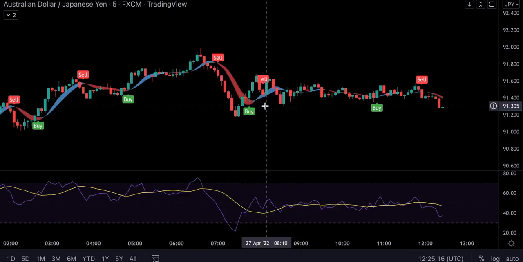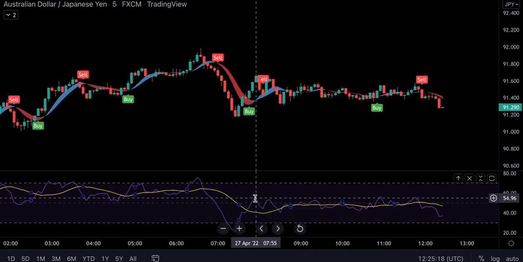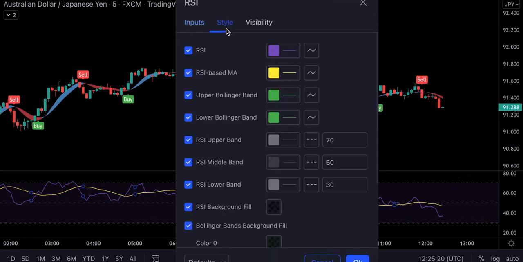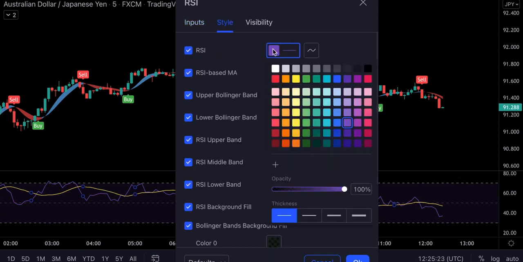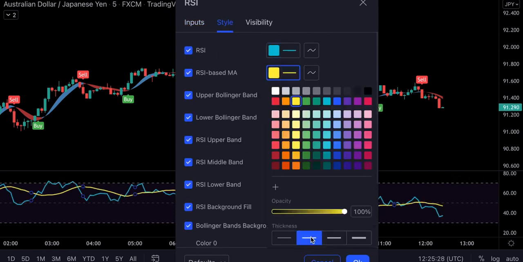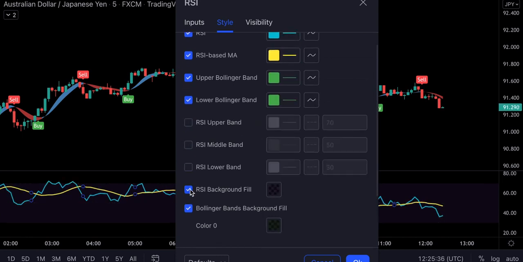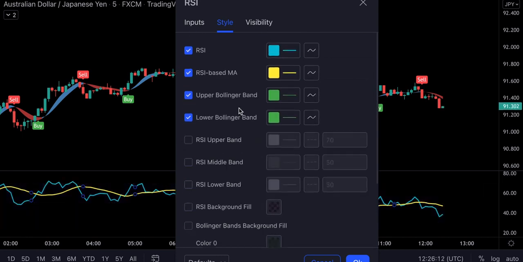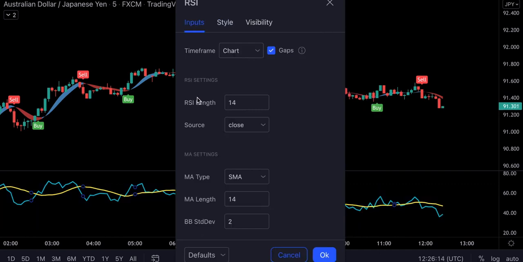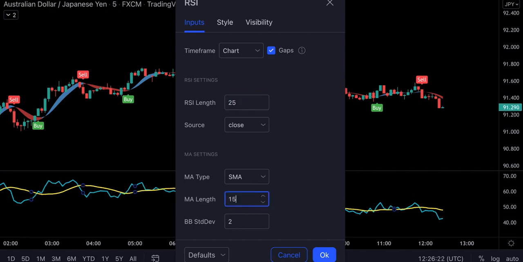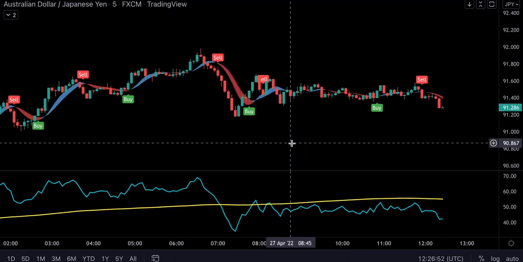And finally, let's change the settings on our RSI indicator. So first we're going to change the style. Let's make this line a bit more visible. Also, let's remove all these bands. Now let's go ahead and change our inputs. So we're going to change this RSI length from 14 to 25 and this MA length from 14 to 150. Also, this MA type has to be SMA. Okay, now our system is ready.